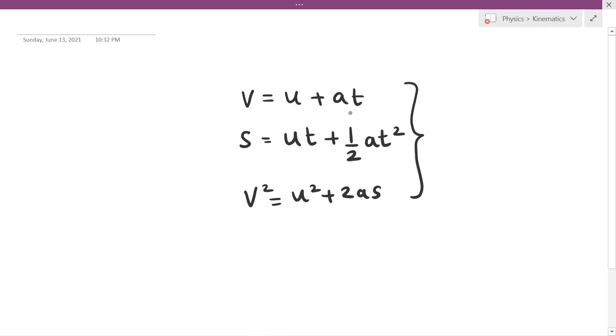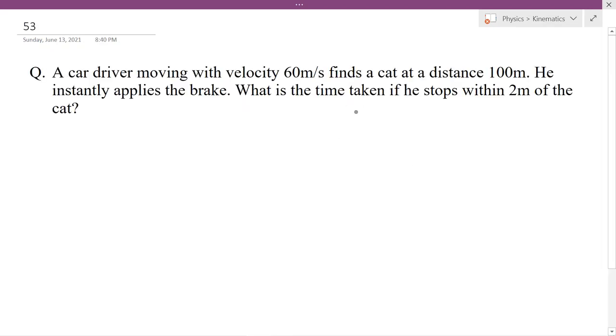Now in upcoming sessions and this session, we will do some problems which will involve some thinking, and that will be very important to understand the concepts thoroughly. So let's do the first problem. A car driver moving with a velocity 60 meter per second finds a cat at a distance 100 meter. He instantly applies the brake. What is the time taken if he stops within the 2 meter of the cat?